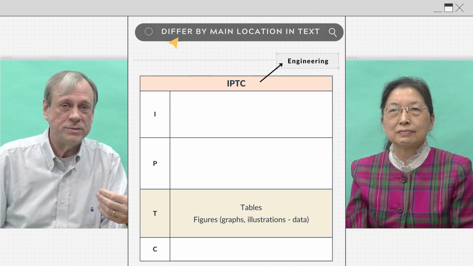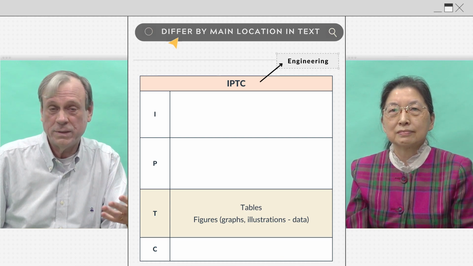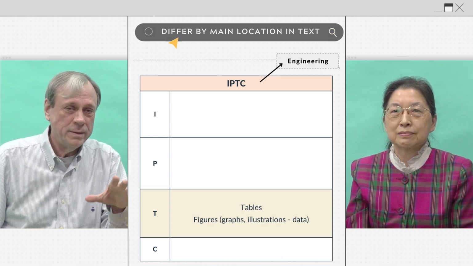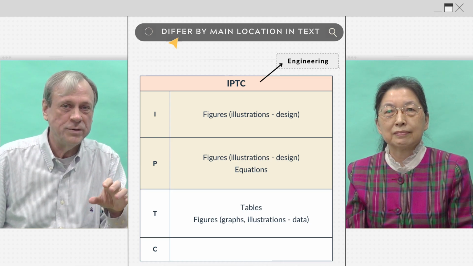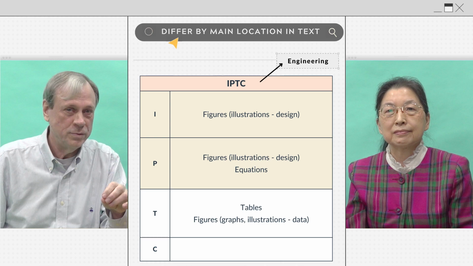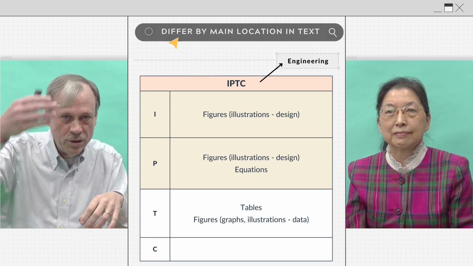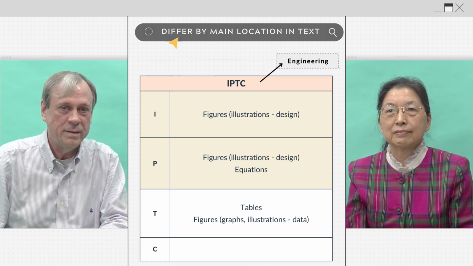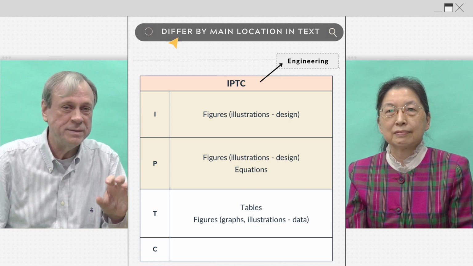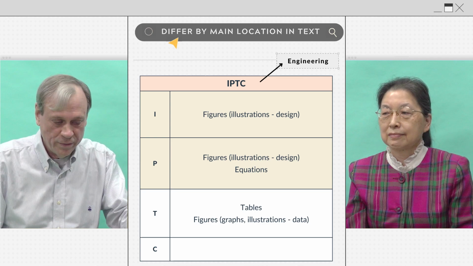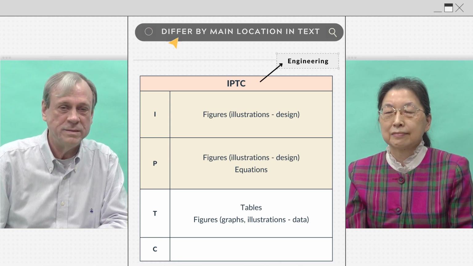And any figures that deal with the results are also there. But in engineering, you almost always have some figures in either the introduction or the process division that show the whole design, because it's a new design and it's often easier to depict it in a figure rather than in many, many lines of text.